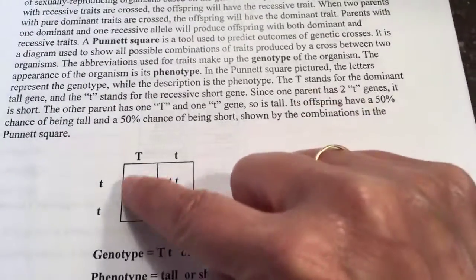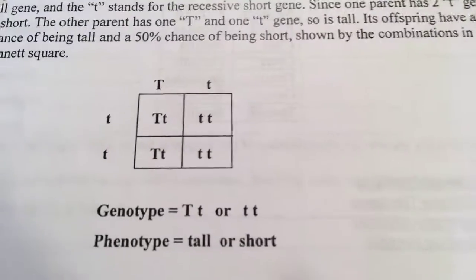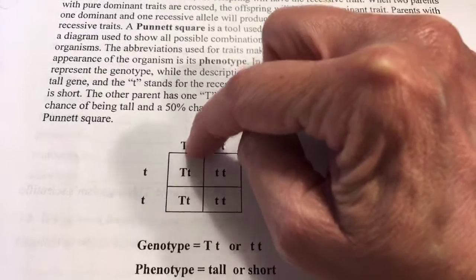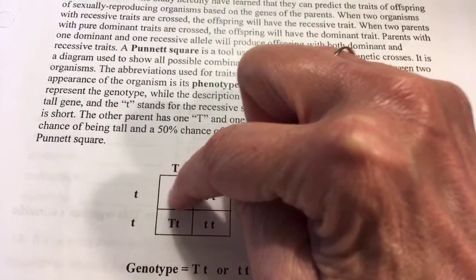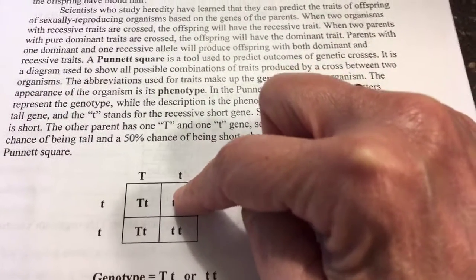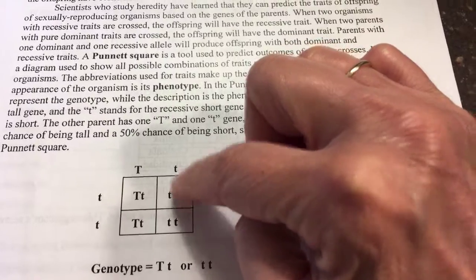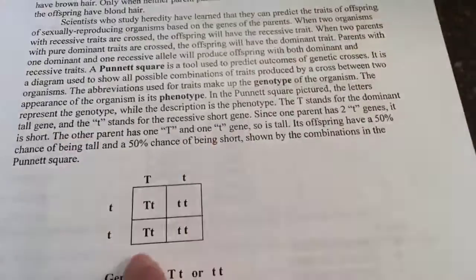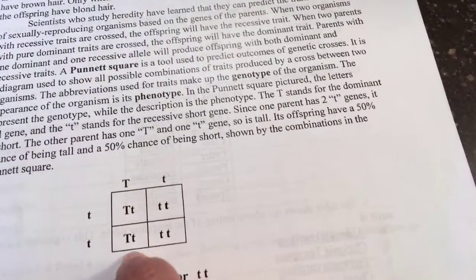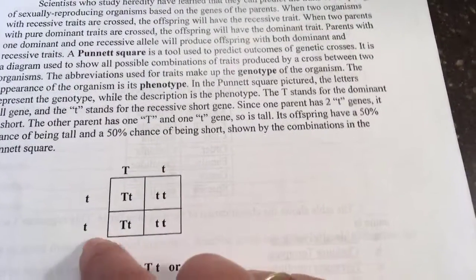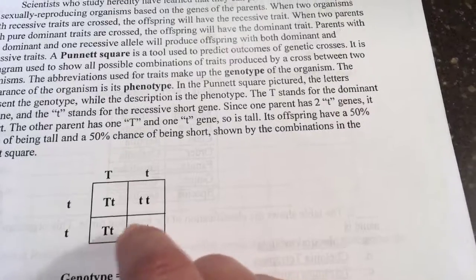Now remember, you're going to have to fill one of these out in a minute on your own. It's going to work just like a multiplication chart. You're going to take the capital T from the top and the lowercase t from the side, and that's what goes in this square. Over here in this square, you're going to take the lowercase t from the top, lowercase t from the side. So you would have two recessive traits. Here, top capital, side lowercase. Here again, lowercase, lowercase.